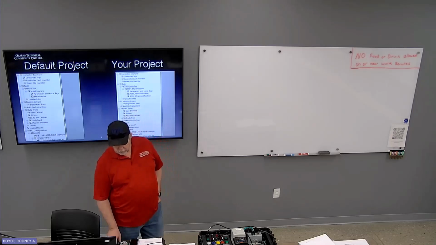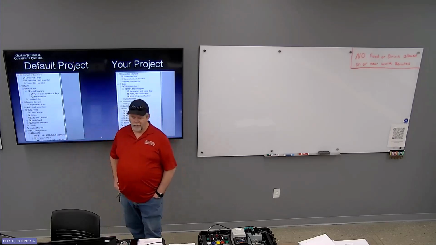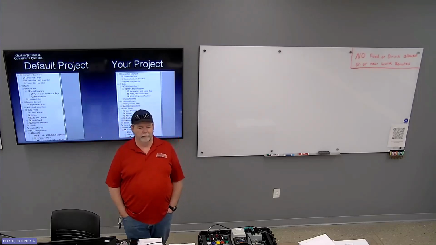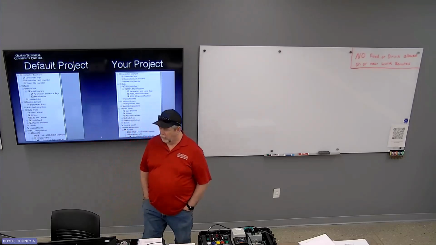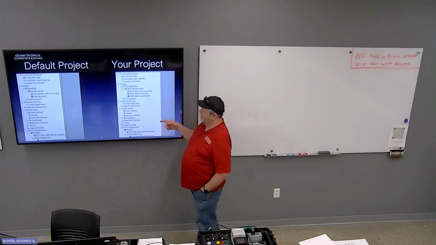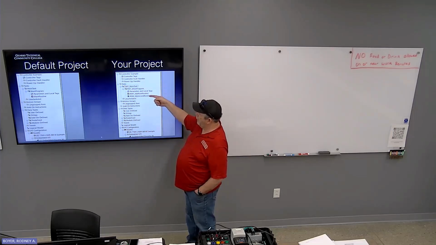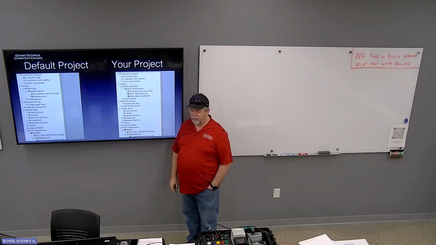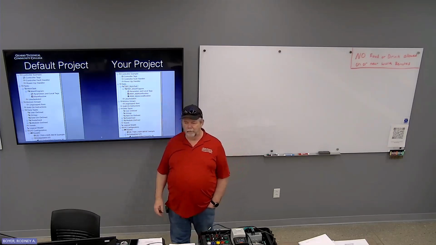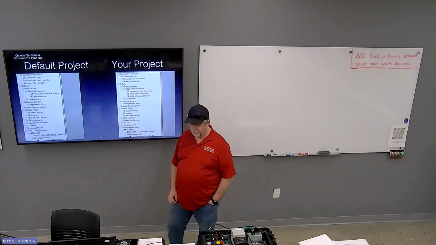When you create a new project, that's what your controller organizer looks like. Okay. And then over here in your project, you have the main task, main program, local tags, main routine, and then some subroutine that you've added. So it starts like that, and you can do whatever you want over here.